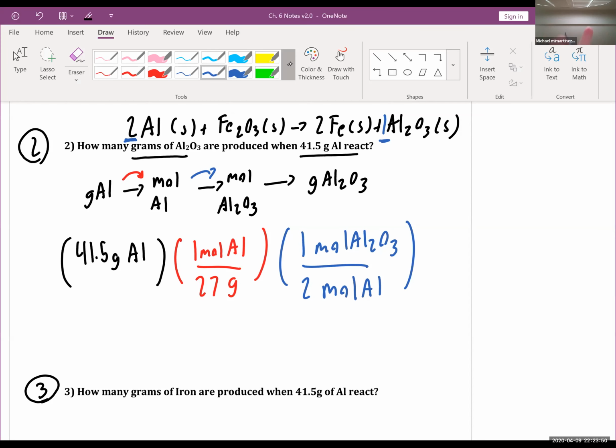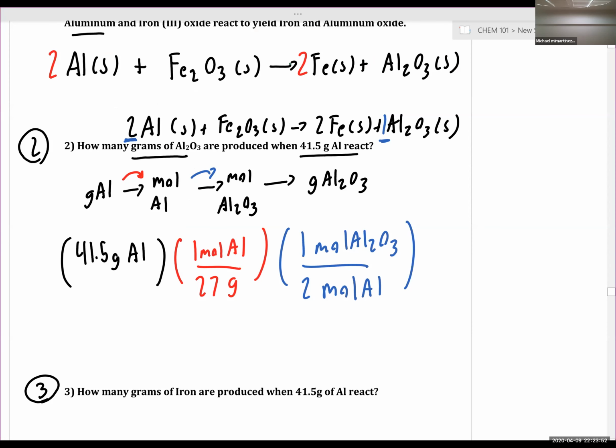Finally, to calculate the mass of aluminum oxide, we need to calculate the grams of aluminum oxide in 1 mole of aluminum oxide.